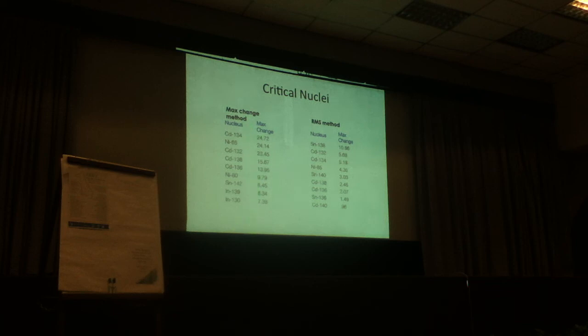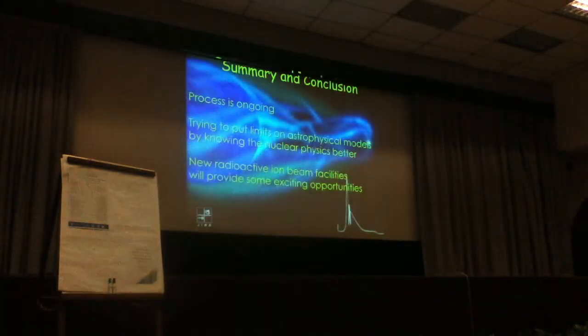Certainly the nuclei you want to measure. So the cadmiums are there, 134, 132, 138. You see that 138 and 136 are less impactful than some of the ones that are easier to measure. The indiums, and so on. So we've developed a list like this for each of the r-process scenarios, for the different mass models under all different conditions, limiting it between Z equals 28 and 50, because that's the region that is accessible now in the facilities around the world.